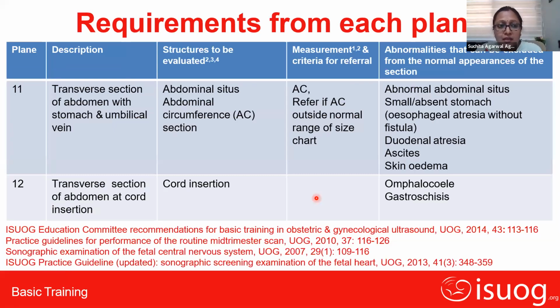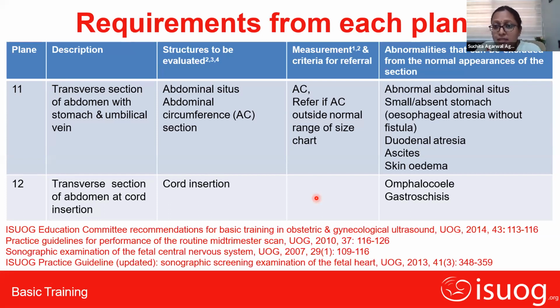So what are the requirements in this plane? That is the transverse section of the abdomen with stomach and umbilical vein, we see the situs. The situs is a very important thing which has to be evaluated. We take the AC, the abdominal circumference section. And if the AC is outside the normal range, it needs to be referred.